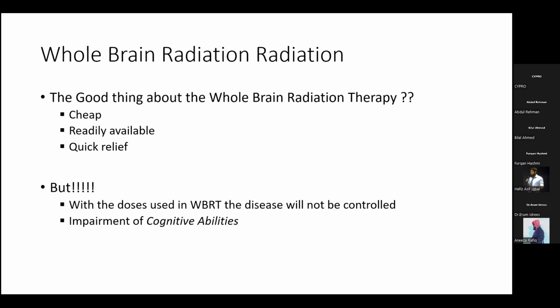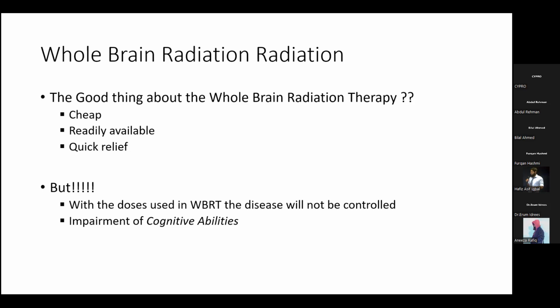There is no doubt that previously, and in fact in some patients nowadays, whole brain radiation therapy is still considered a gold standard. But there are some issues associated with it. We will discuss them later. The good thing about it is that it's cheap and readily available. Almost all the radiation therapy centers in Pakistan have it. It can be performed on cobalt, linear, etc. No need for extraordinary equipment. And of course, it can give quick relief.